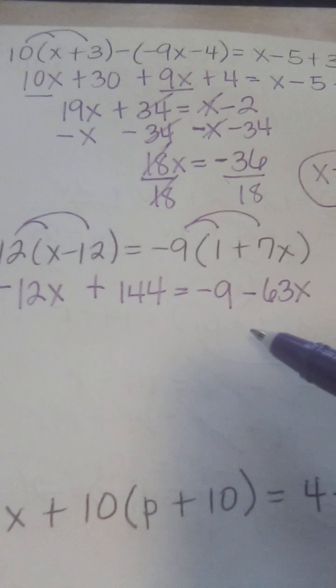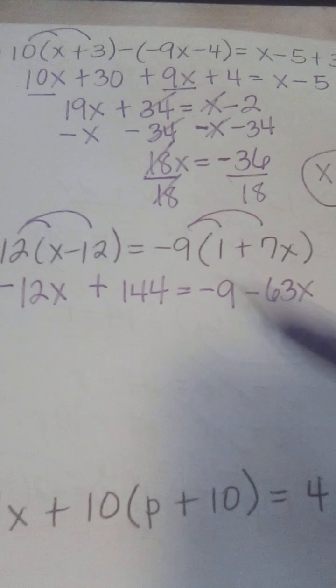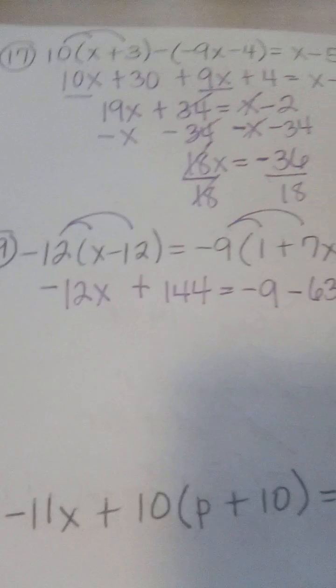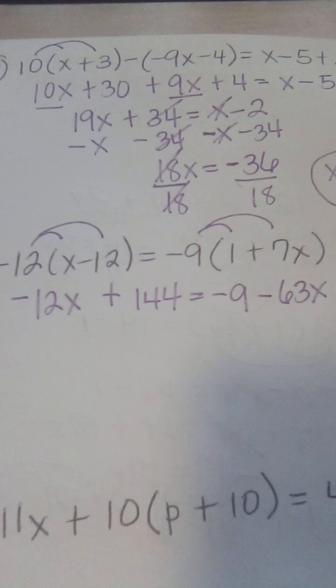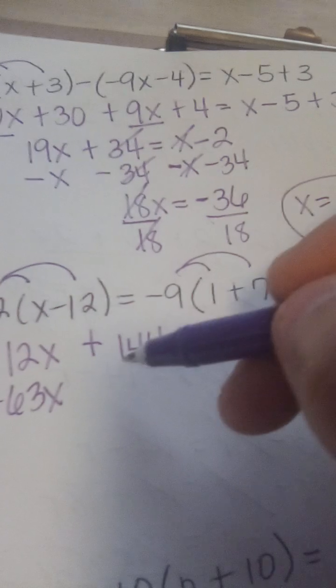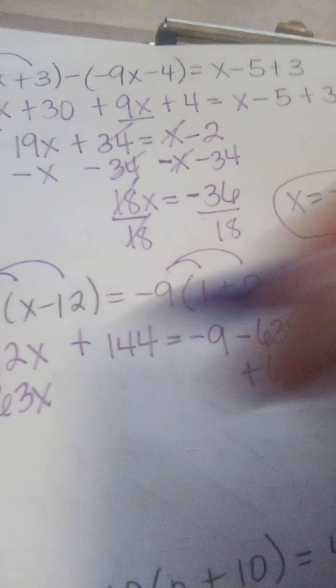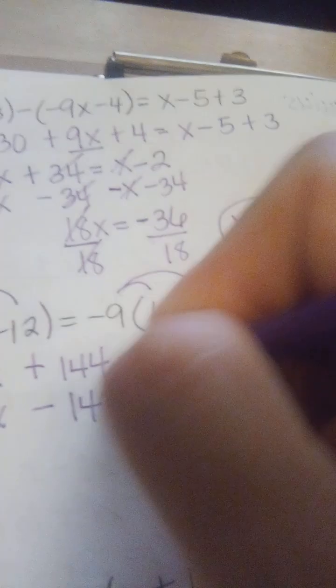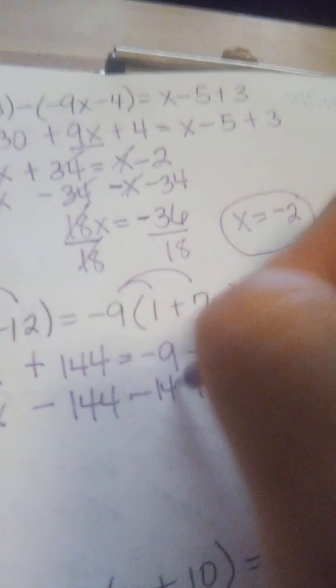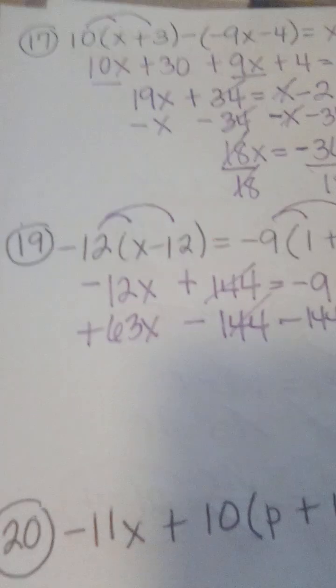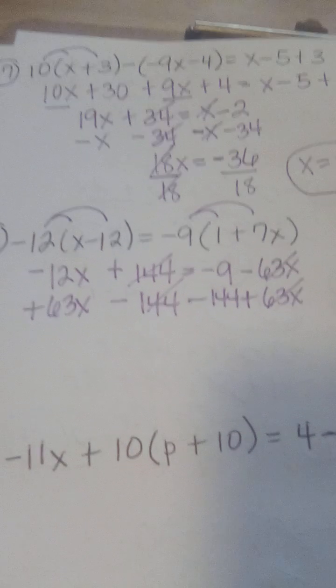Do we add 63x to both sides or add 12x to both sides? Excuse me, let me rephrase that. We add 63x, right? That will cross out. And we do the same thing with the constant. What's the opposite of add? Subtract, right? We subtract 144 from both sides, right? All right. So far, so good, folks?